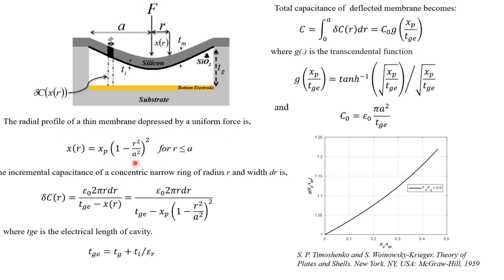Okay, this is an analytical formulation for thin plates which are being depressed by uniform pressure, and R is the radial variable. So where do we need this profile? Well, we need this profile to calculate the incremental capacitance.